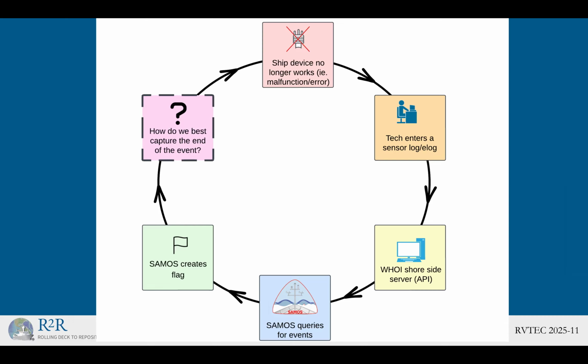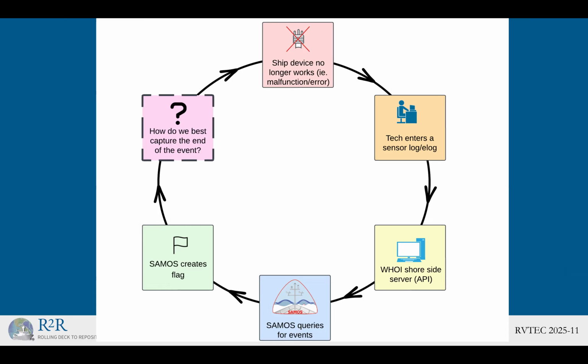So what happens is currently the HUI e-log calls back to shore every 5 minutes. It could be less, especially with higher bandwidth. And then at HUI, we would have a shoreside API that then would push to Samos, hey, there's a new event, this is what's happening. Samos would then be able to flag the data and create a flag. And then we're at this point where, okay, now what?